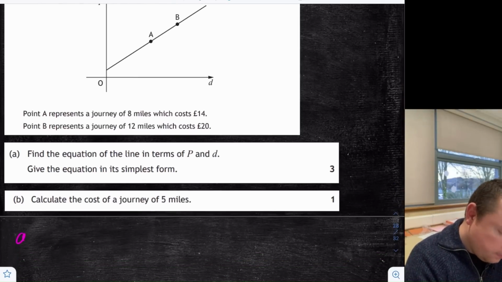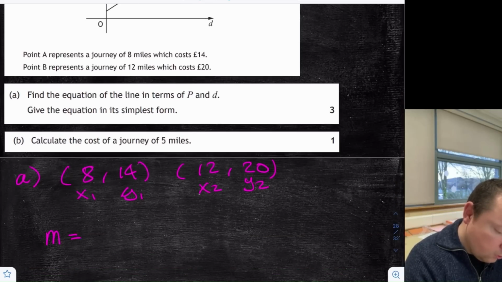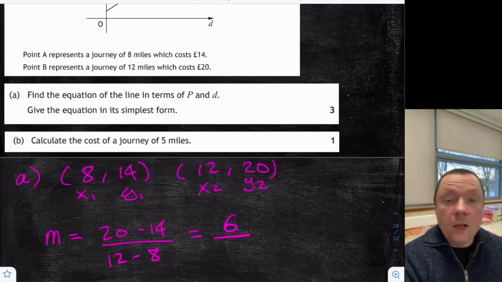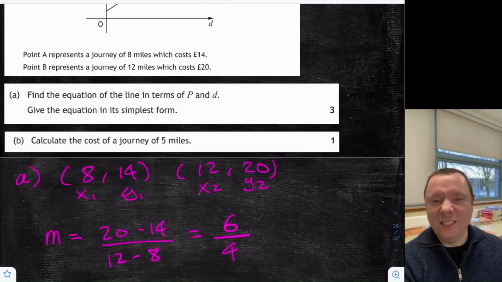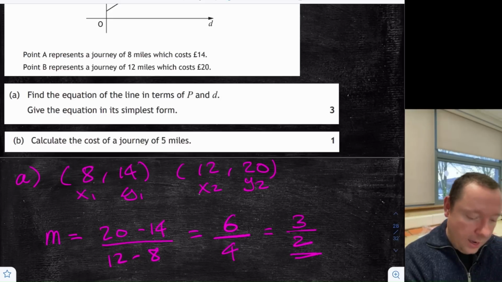So part A, our points are (8, 14) and (12, 20). So that's my x1 and y1, and that's my x2 and y2. So my gradient is equal to 20 minus 14, y2 minus y1, over 12 minus 8, x2 minus x1. 20 minus 14 is 6, 12 minus 8 is 4. So you get 6 over 4. You get a mark for getting that far, but I'm going to simplify that right now to 3 over 2, because you can divide top and bottom by 2.